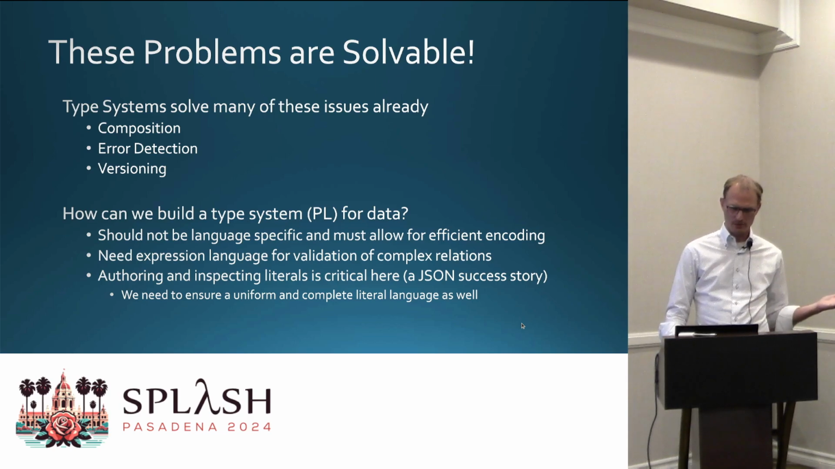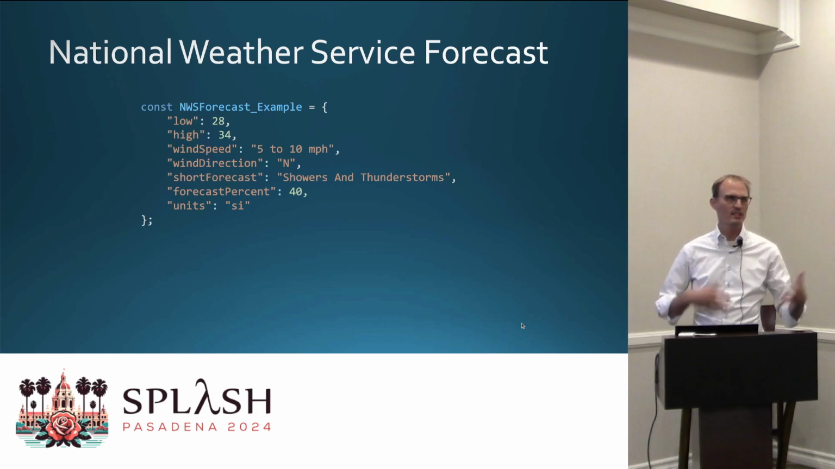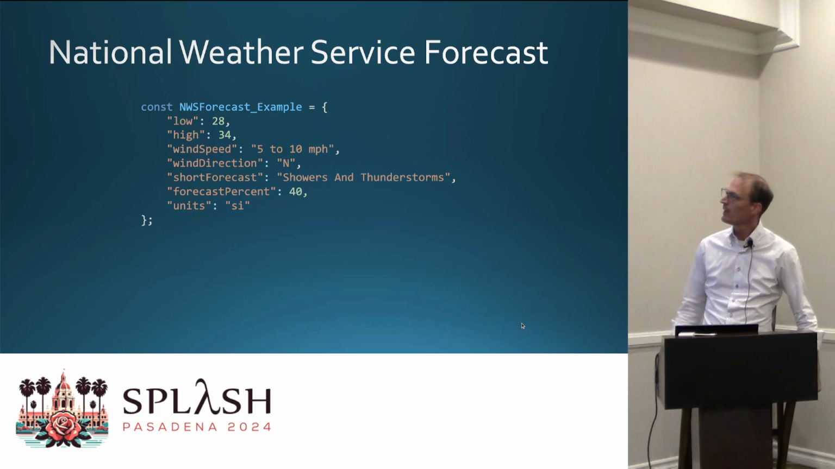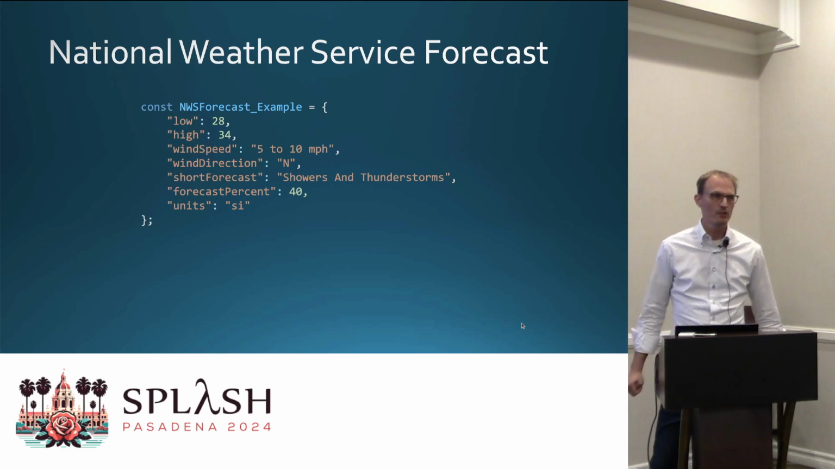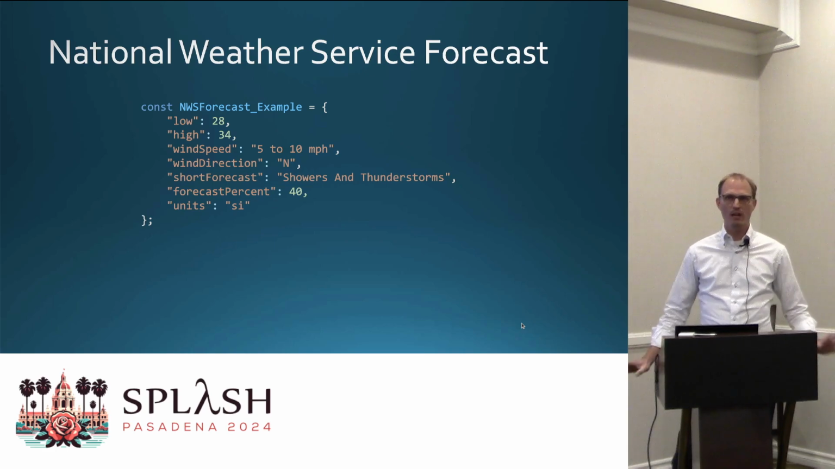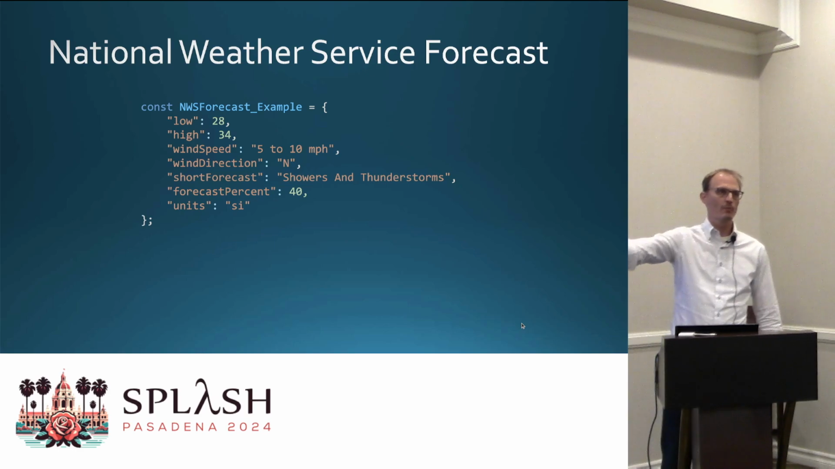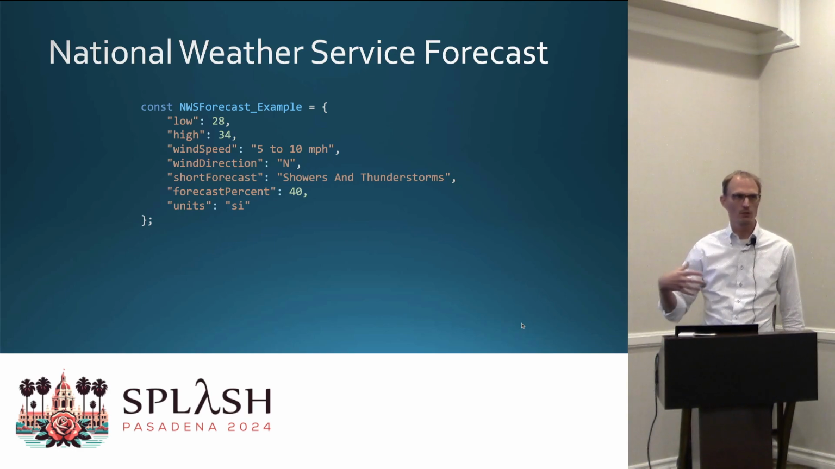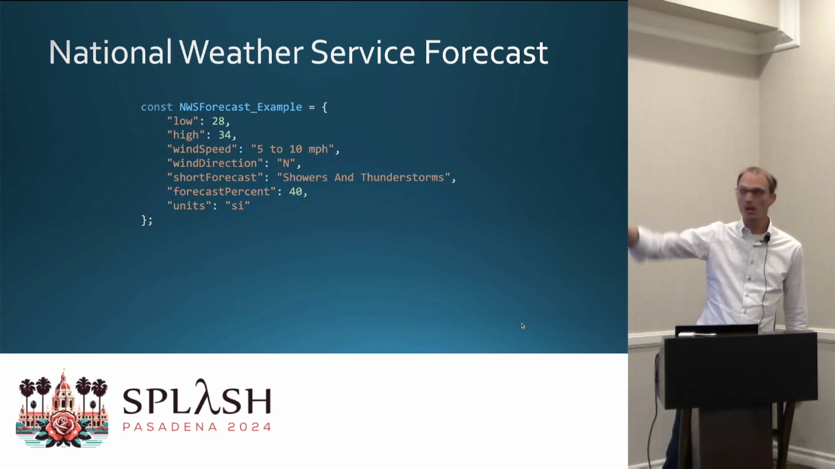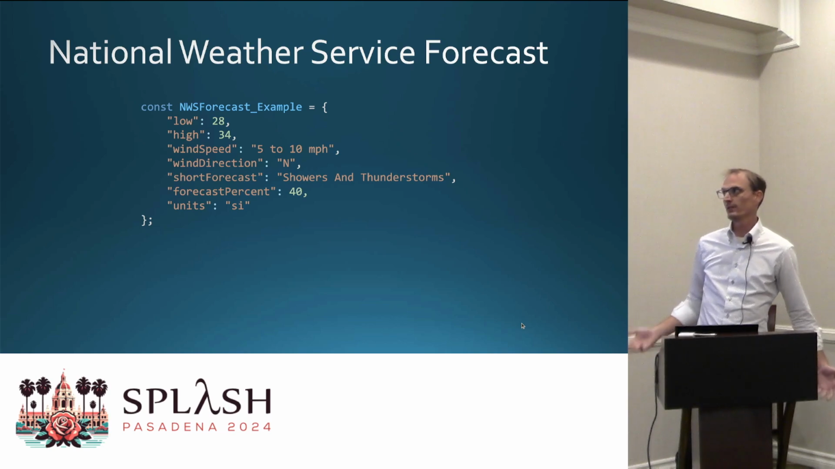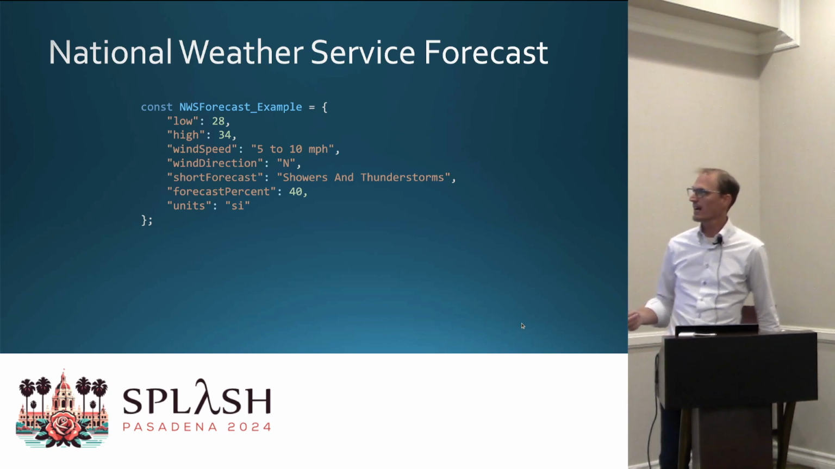So how do we go about doing this? Let's walk through an example. I'm not going to go into the nitty-gritty, but I just want to give you the flavor of some of this. So I went to the National Weather Service, and they have a cool RESTful API where you can send it a location, and it will send you back a forecast for your current location. And I've simplified this, there's a lot more there, but it has a low temperature, a high temperature, a field called wind speed, a forecast percent.